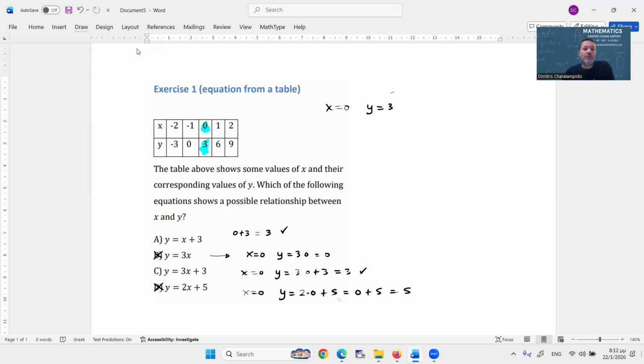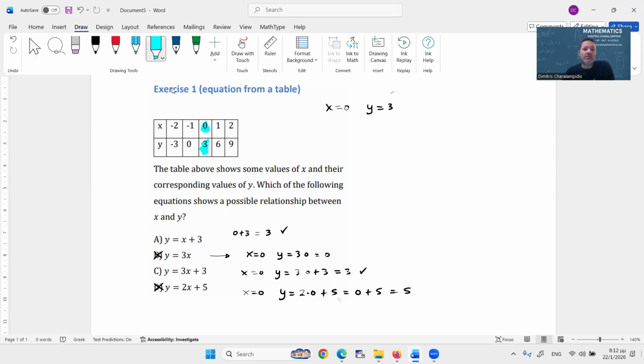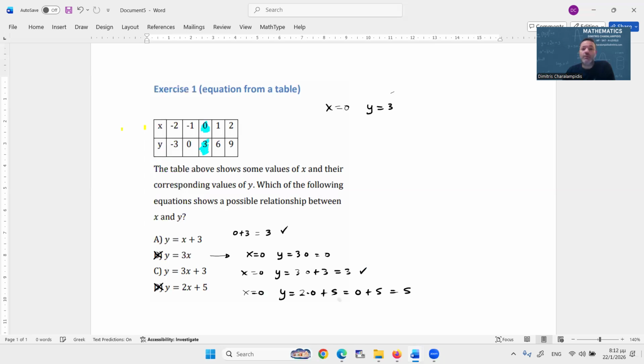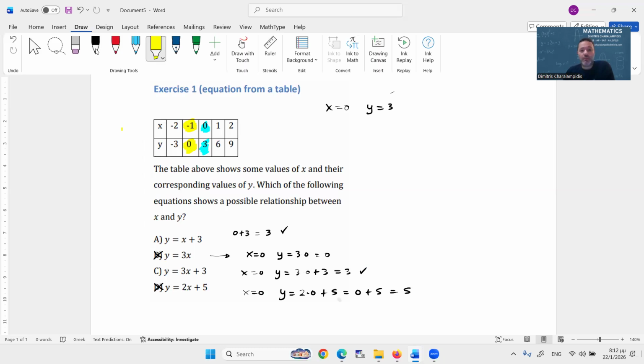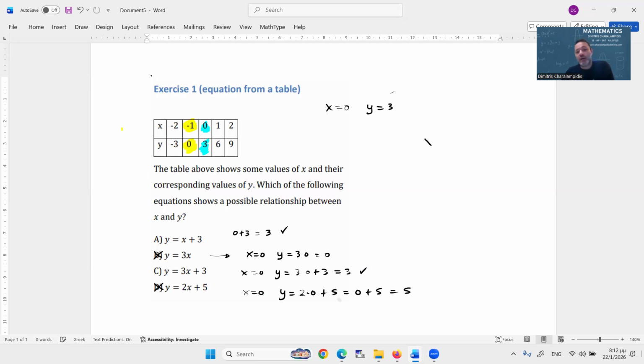Okay, I'm going to use a second point. Let's use this time the point with coordinates -1 and 0. Based on this, if x is -1, we expect to have y equal to 0. We are now between A and C.